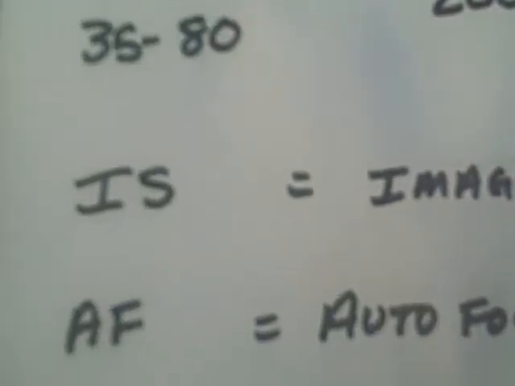IS is image stabilized, and generally on your lenses there'll be a switch that you can use to switch that image stabilized on or off. Keep it on until you get more detailed in your shooting and you need to turn it off for panning or something like that, but make sure that IS switch is turned on.